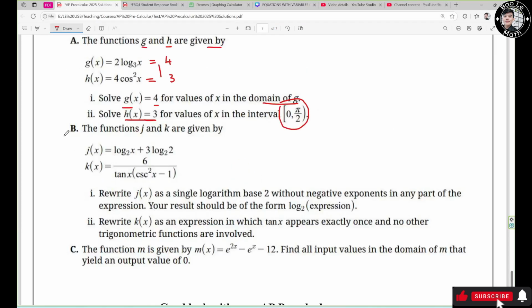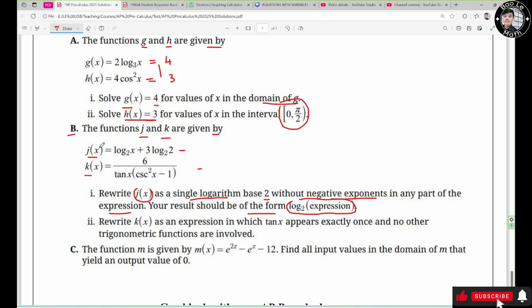Now let's move on to question B. The functions j and k are given by these. Rewrite j of s as a single logarithm base 2 without negative exponents in any part of the expression. Your result should be of the form log base 2 of an expression.